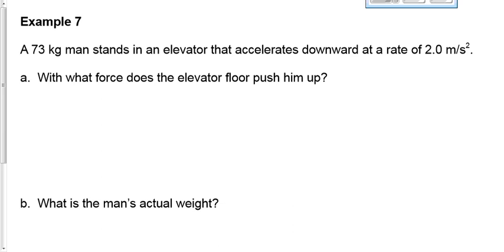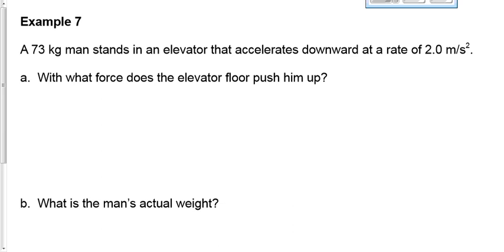I perceive my weight sometimes different than my actual weight. Why? Because the weight that I perceive is actually not my weight. The weight that I perceive is my normal force, the force of the elevator floor pushing up on me. That's what I want to find in question number 7 here. As this man stands in the elevator, accelerating downward at a rate of 2 meters per second squared, what's the normal force? The force of the elevator floor pushing up.